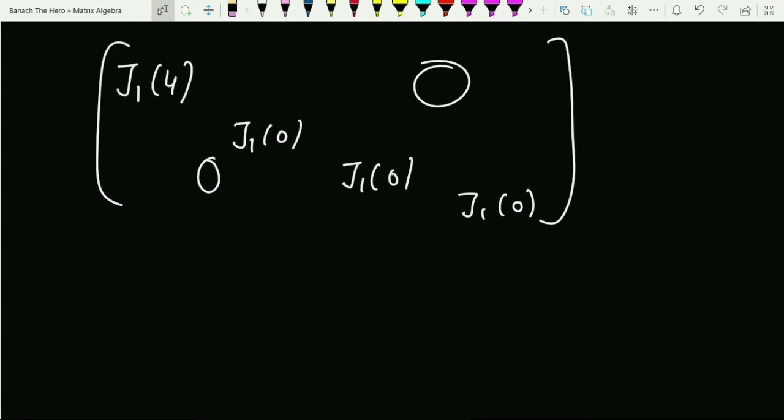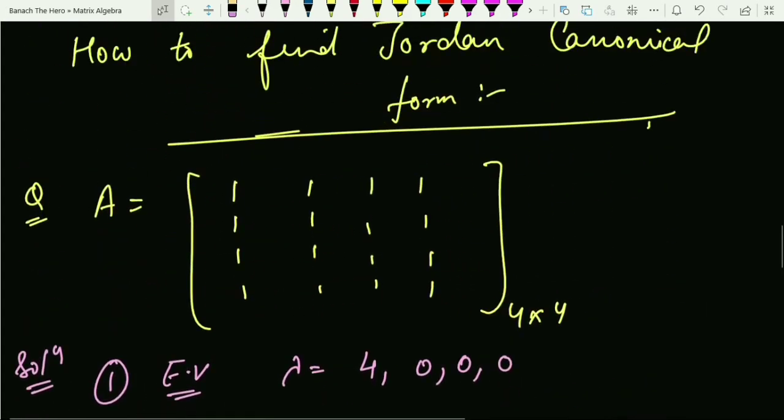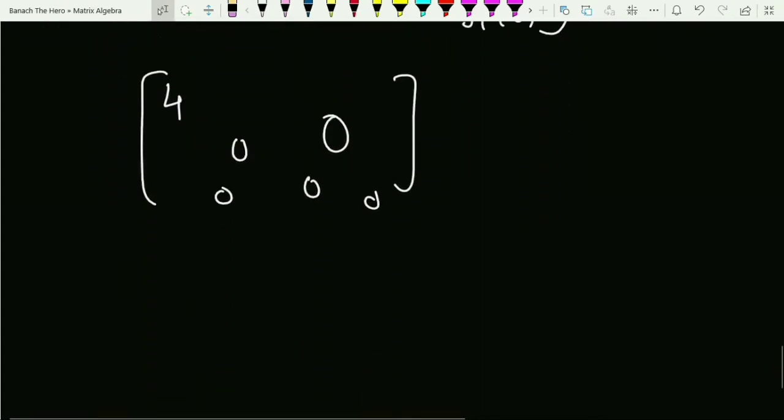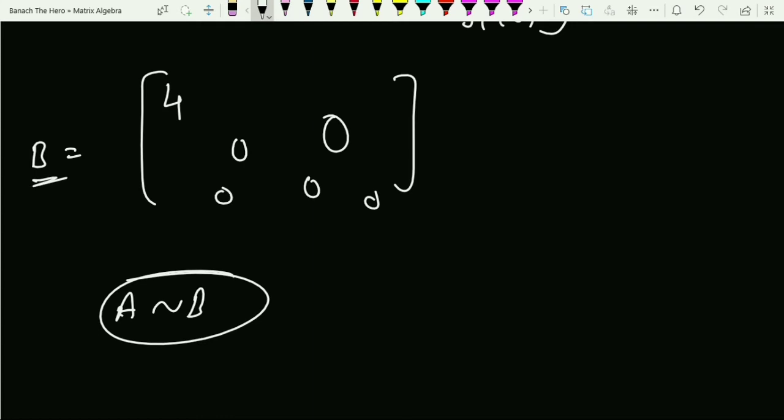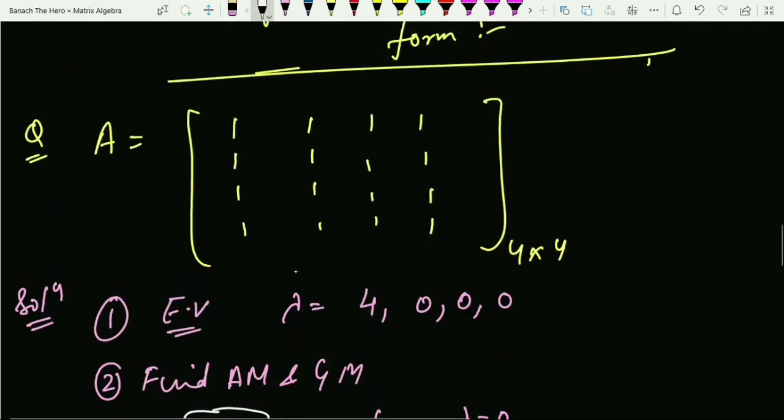Now you can easily expand also. So what is J1(4)? That is nothing but 4. Here it is 0, again 0, 0, the rest are 0, right? So the matrix which I have written, this is matrix A, that is, all the entries are 1, and this matrix, let me call it B, so A is similar to B. You can easily see what is the trace of B. The trace of B is 4. What is the trace of A? Again 1 plus 1 plus 1 plus 1, that is 4.